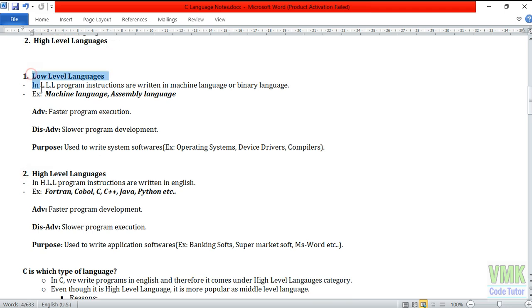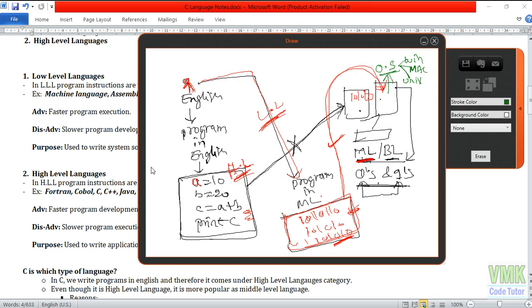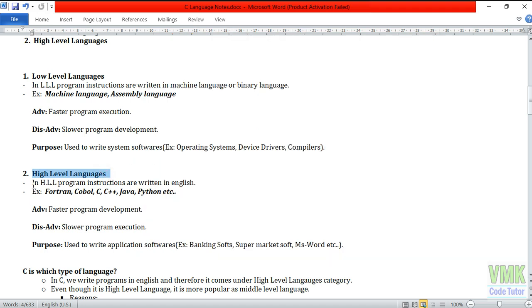Next is high level languages. We have understood low level languages up to now. In low level languages, programs are written in machine language or binary language. Now, high level language. What do you mean by high level language? If you write programs in English, such programming languages come under high level languages. So in high level languages, program instructions are written in English.